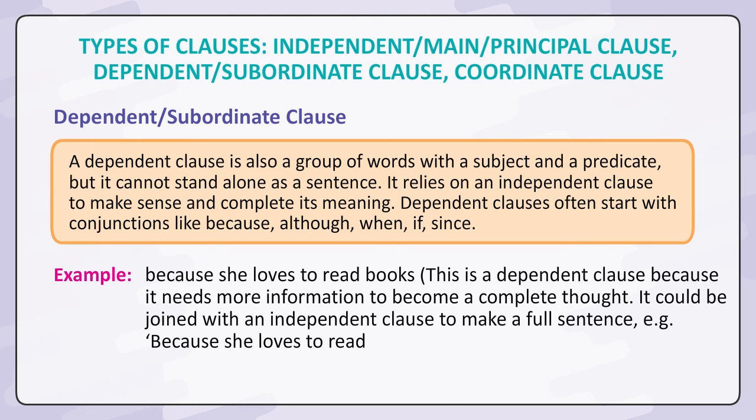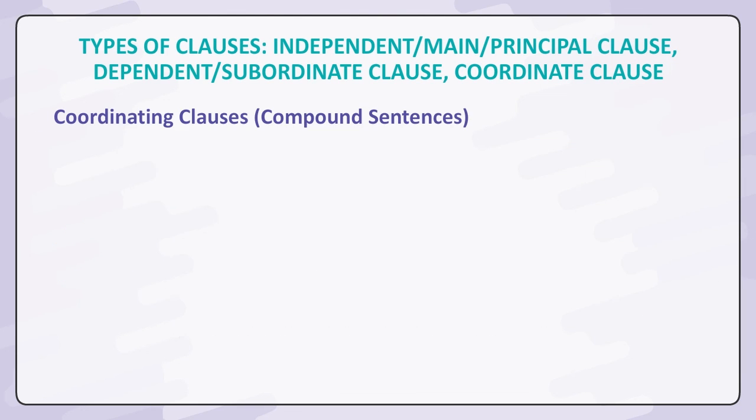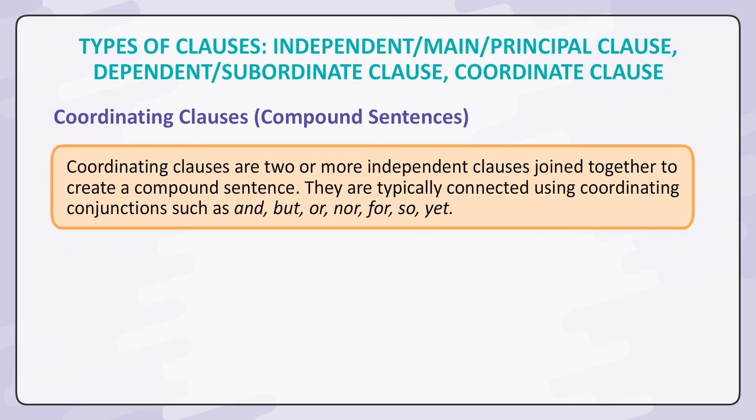Example: because she loves to read books, she spends hours at the library. Coordinating clauses. Compound sentences. Coordinating clauses are two or more independent clauses joined together to create a compound sentence.